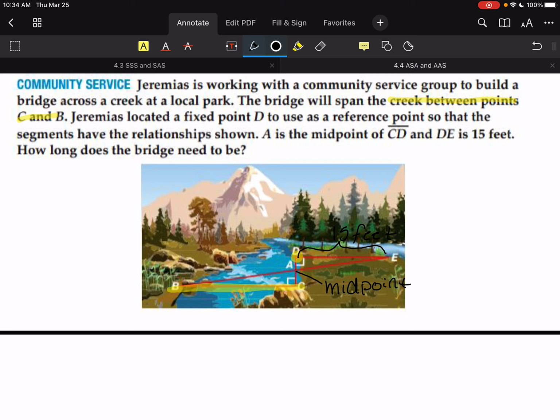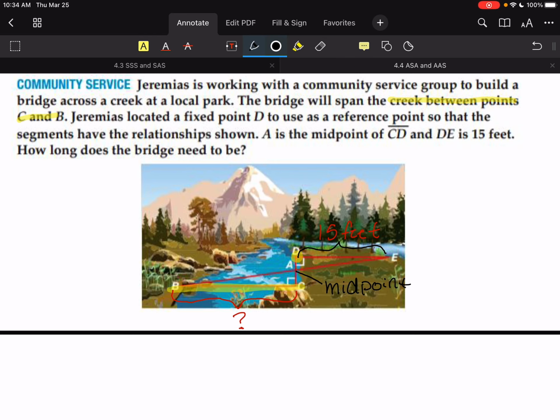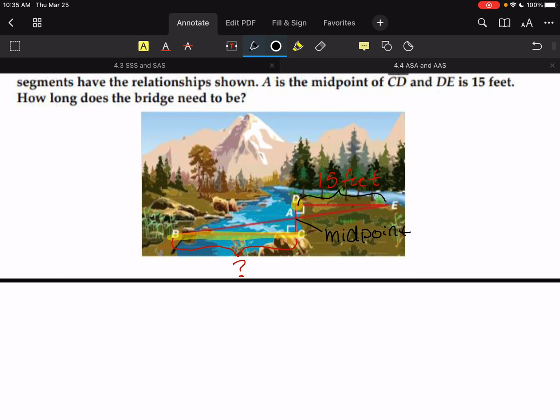It's kind of hard to read that. Let me see if I can use another color. That's easier. There we go. We need to find how long the bridge is. So we need to find out how long this length is. A way that we can do this is that if we can say that these triangles are congruent, then we can figure out really easily what that is going to be.